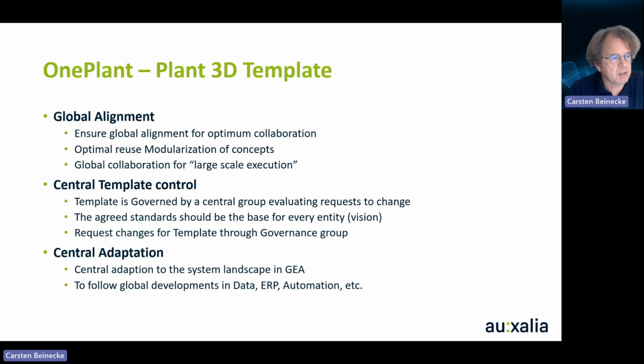Also, as I mentioned at the beginning of that slide, it's not just about the Plant 3D template. There can be other parts, other applications, an ERP system, or in general some data, some automation, which should also be part of that template to help offices to be more efficient and to participate in the experience of other offices.